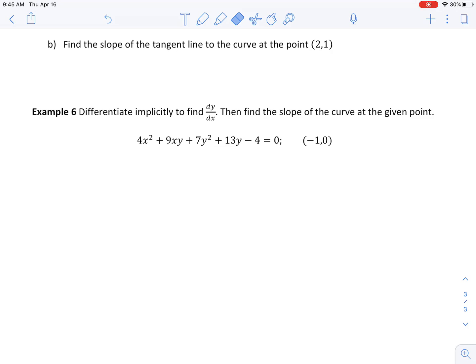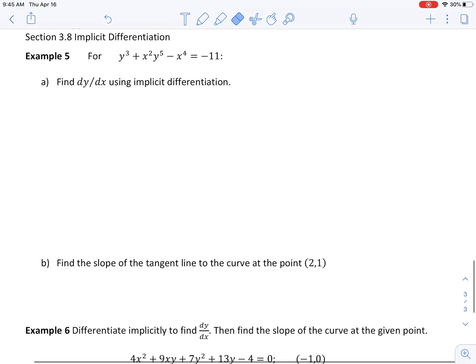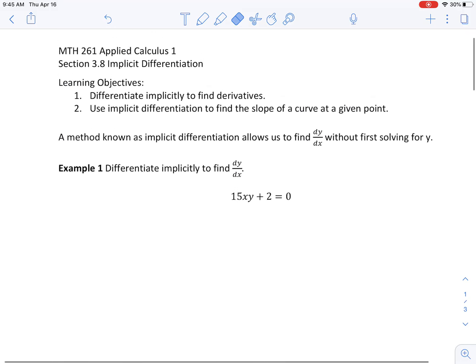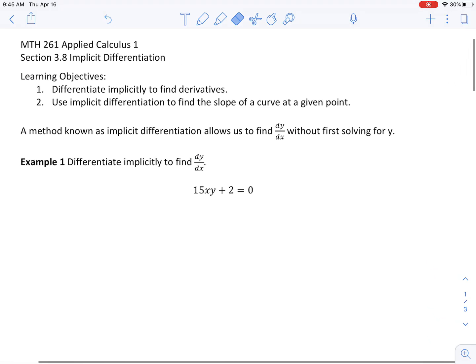Now, if you take a look, these equations look a little different than the ones that we were working on. It says 4x squared plus 9xy plus 7y squared. You notice these are not solved for y. They're not solved for y. And all these functions that we found the derivatives of were solved for y. So when do we use implicit differentiation?